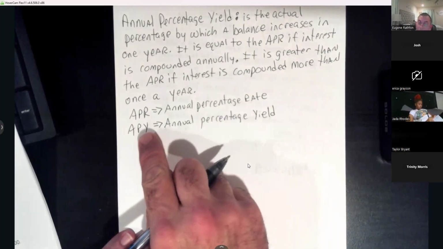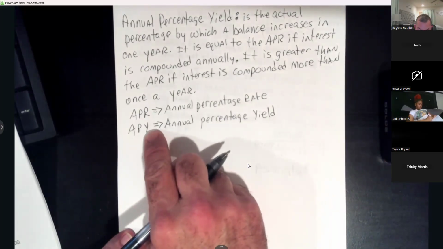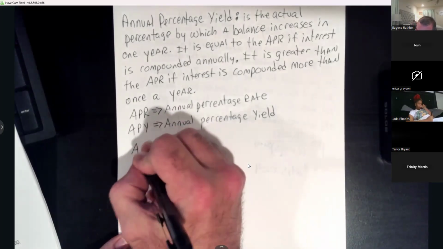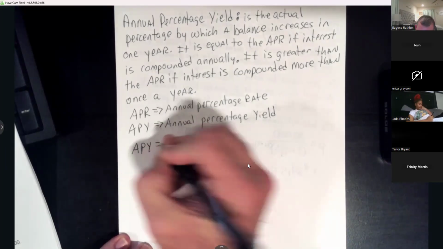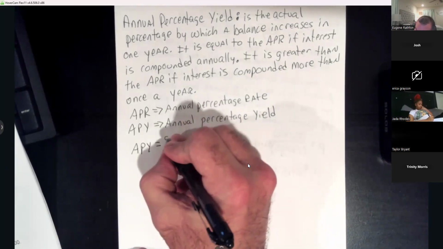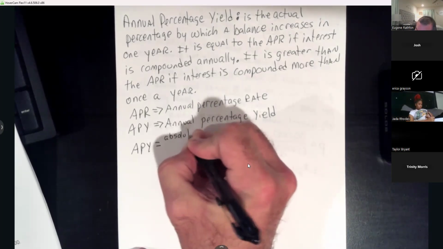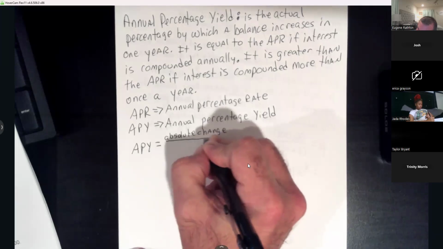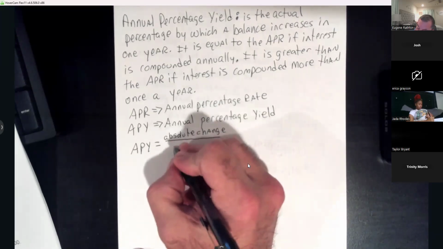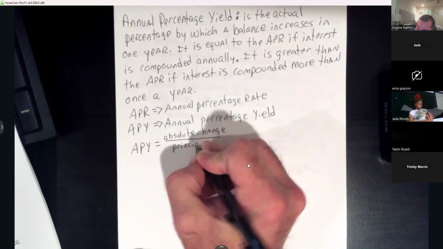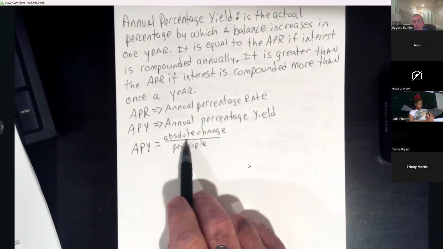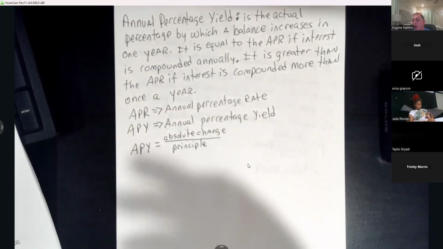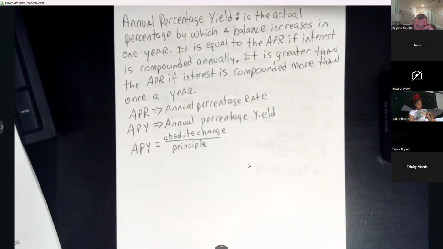All righty, so to figure out this APY, APY equals the absolute change over the principal. By absolute change, we mean how much did the account grow for that 1 year, okay?